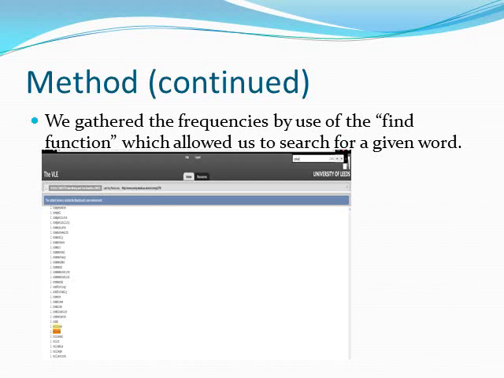Here's the basic screenshot of how we gathered the frequencies. So we gathered these frequencies by using the simple find function, which allows us to search for a given word. As the image is showing, depending on the word that we're typing in, it will give us how often it appears in that particular corpus of the word list, and that's how we went about collecting our data.